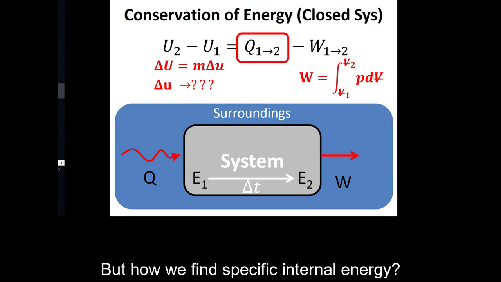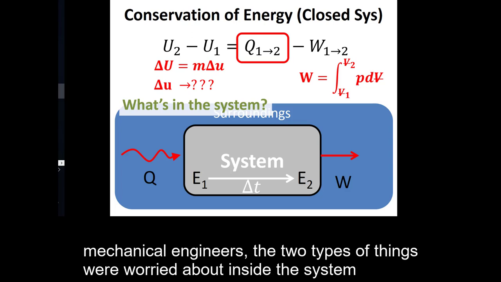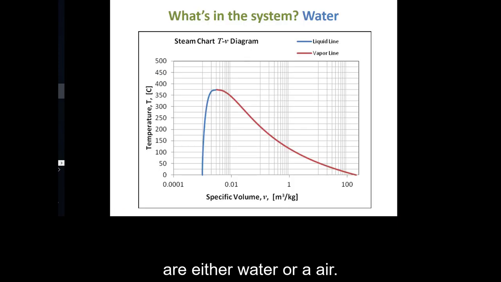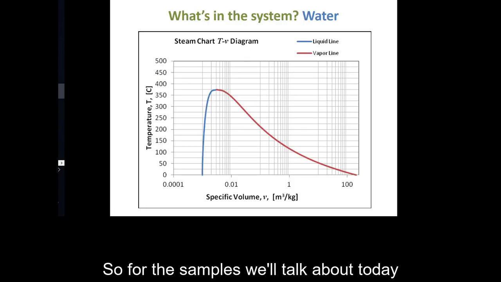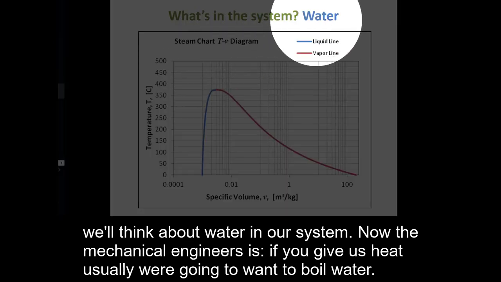But how do we find specific internal energy? Like I said, it depends on what's in our system. Generally in thermodynamics, at least for mechanical engineers, the two types of things we're worried about inside the system are either water or air. So for the examples we'll talk about today, we'll think about water in our system.